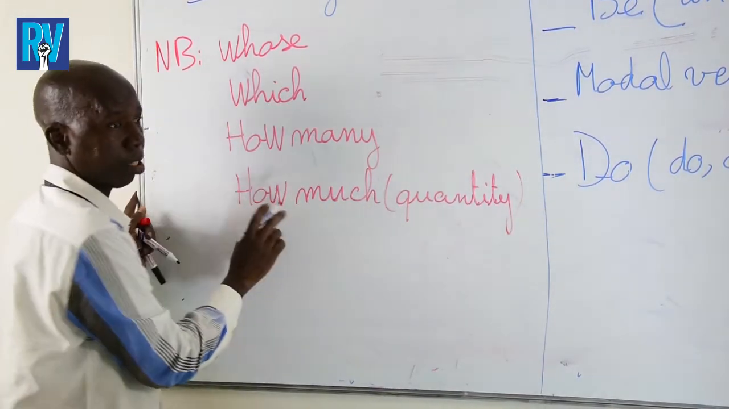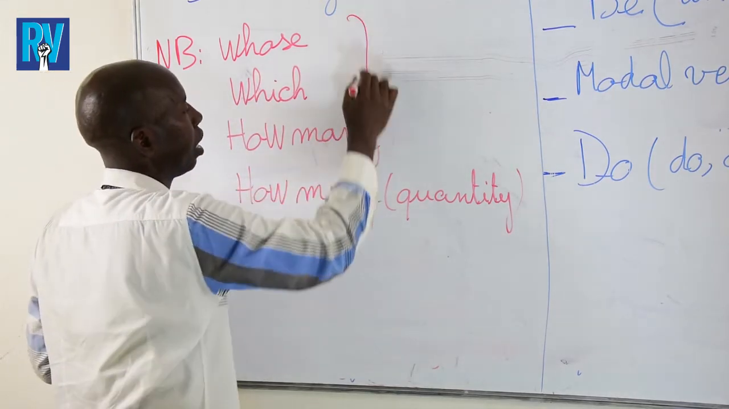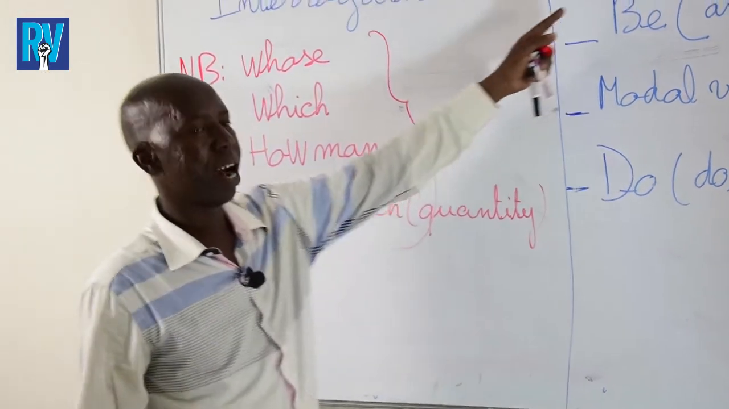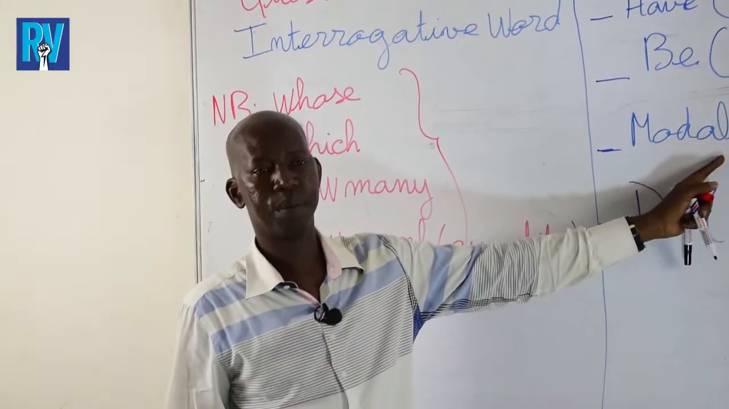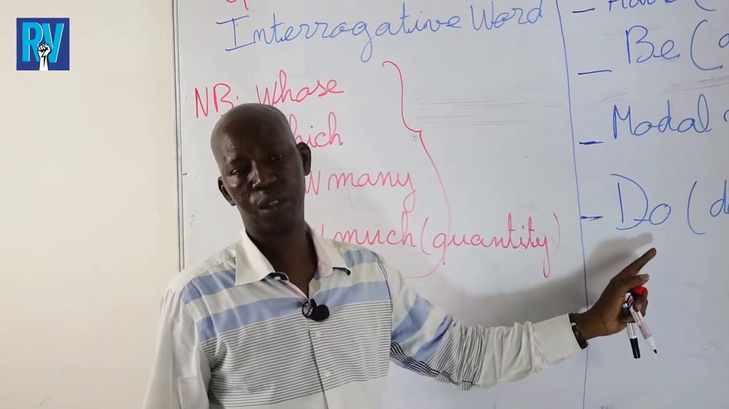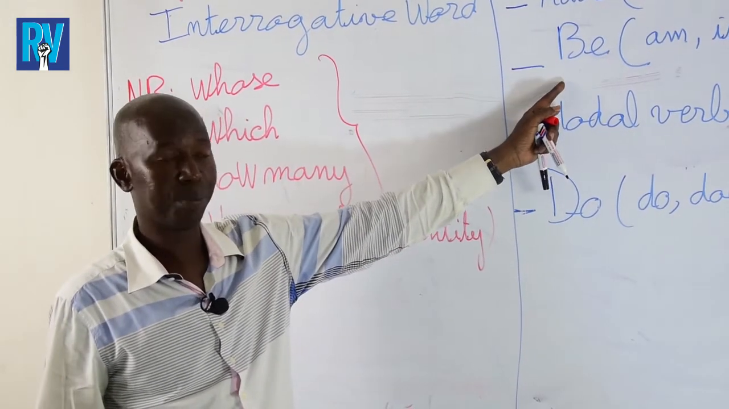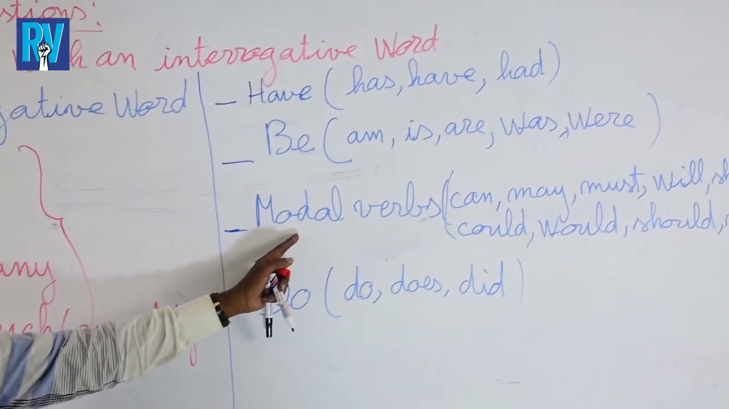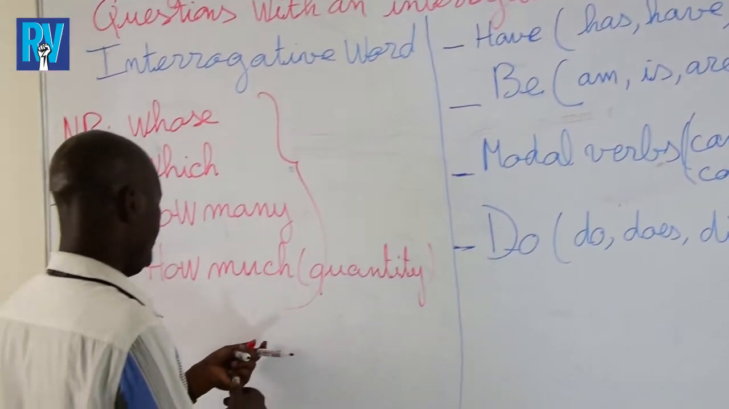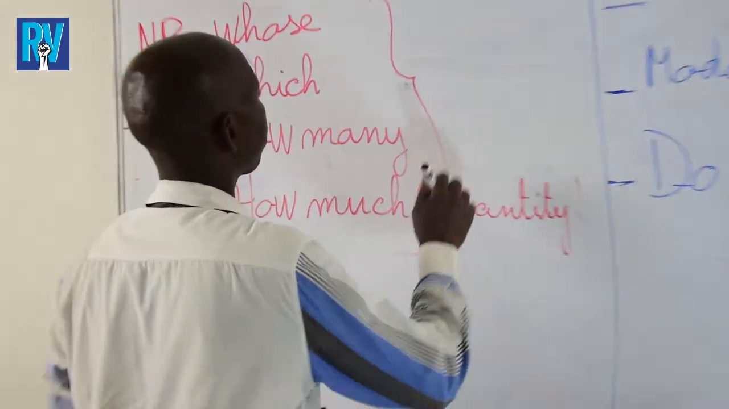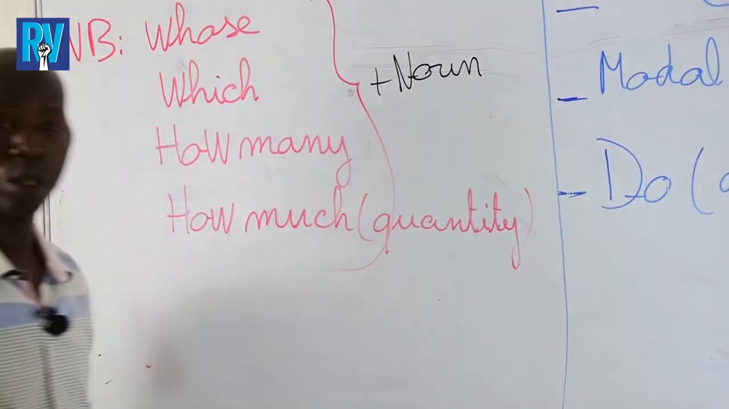But when you have these 4 interrogative words, they are not followed by have, they are not followed by be, they are not followed by a modal verb, they are not followed by the grammatical do. Donc ces 4 mots interrogatifs ne sont pas suivis du have, pas du be, pas du modal ou bien du do grammatical. They are always followed by a noun. Ils sont toujours suivis d'un nom.